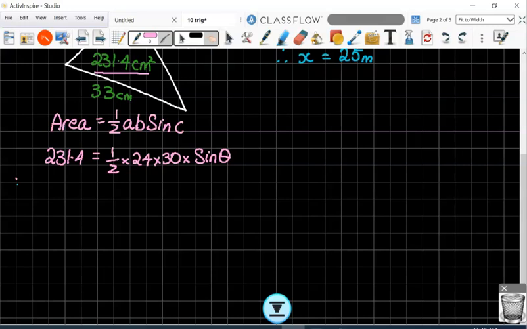Now you're hitting the algebra. You want theta, but in order to get theta, we first are going to get sine theta by itself. So who can tell me what I will write now for this line? I will be your scribe. Pardon? 231.4 all over the rest of it.